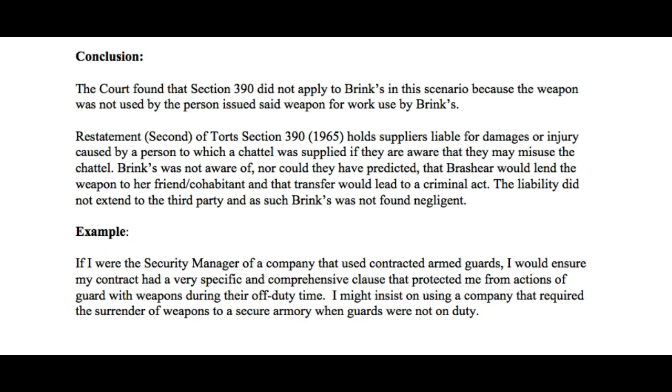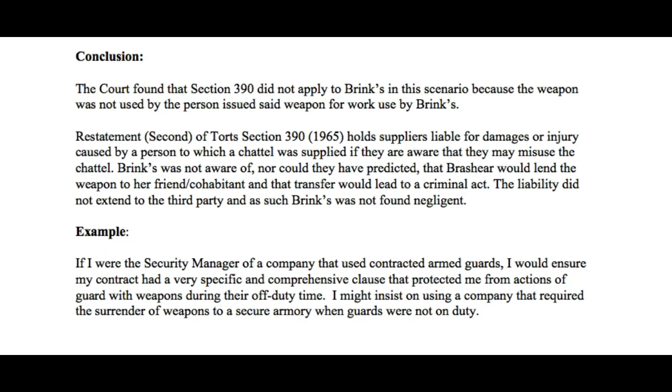But what does that teach us, really? From an example standpoint, for me, it tells me that if I'm a security manager and I'm using contracted armed guards, which Brinks provides, I'd make sure my contract has a very specific and comprehensive clause that protects me from the actions of the guard with weapons during their off-duty time. I would want Brinks to have in the contract with me that they are fully responsible for any misuse of weapons unless it happens during the work hours and it can be shown that my policies allowed it to happen.